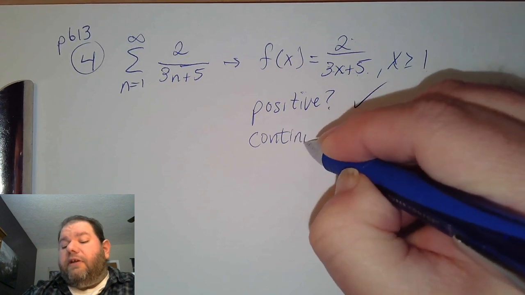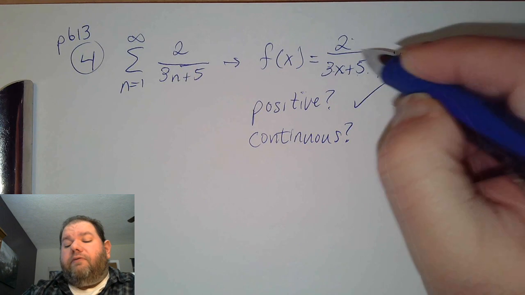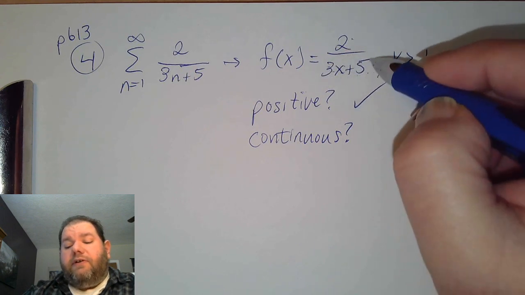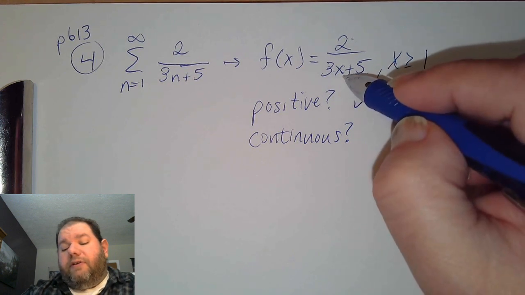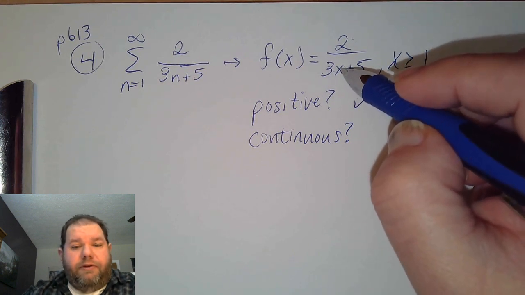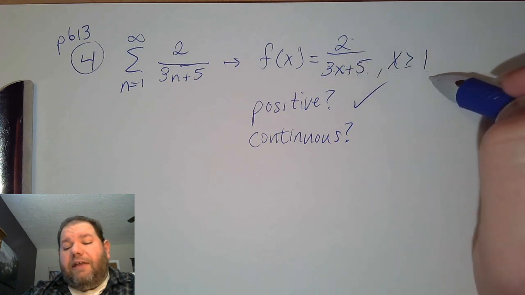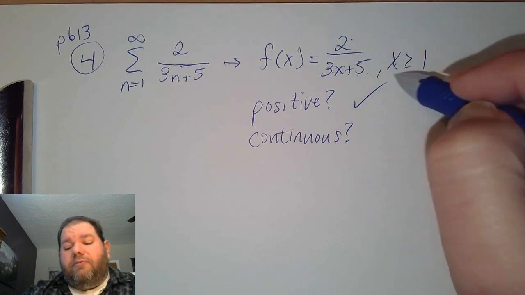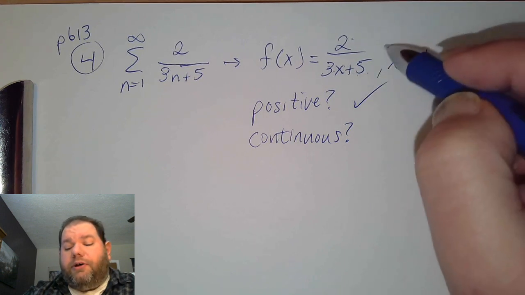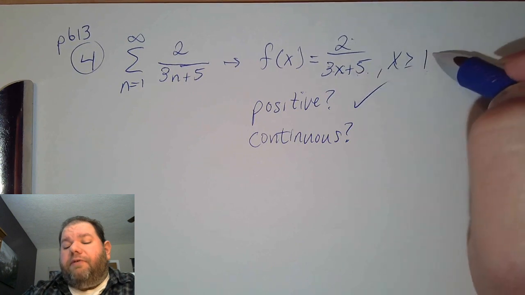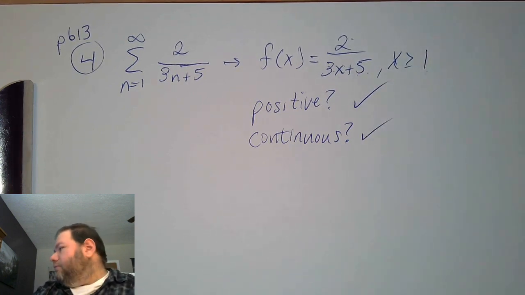Continuous, this is the next thing we need to check. Well, we know this is a rational function and it's discontinuous when the denominator is 0. Now, in this case, that happens at negative 5/3. So it's discontinuous at negative 5/3, but the question is that part of our domain? Well, our domain that we're focused on is x bigger than or equal to 1. And since negative 5/3 is not inside that domain, we're good. Okay.